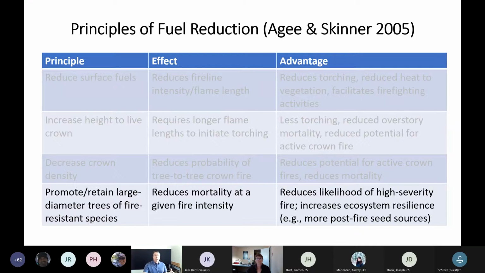And the idea here is that by increasing the representation of these fire resistant species and sizes of trees, we reduce the likelihood of mortality at any given fire intensity. So we have more potential for trees to survive fire, and that contributes to reduced likelihood of high severity fire, reduced likelihood of high degrees of mortality, but it also contributes to increased ecosystem resilience following fire, because if we have more seed trees surviving a fire, that means more potential seed sources, as well as a more moderated microclimate in that post-fire environment.